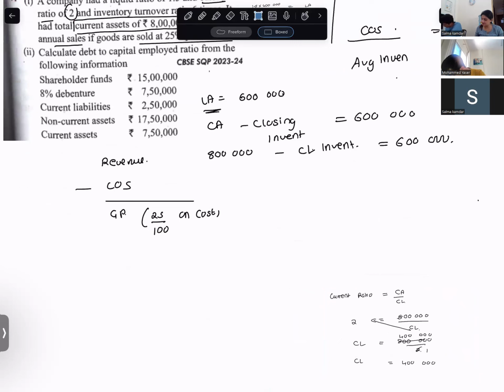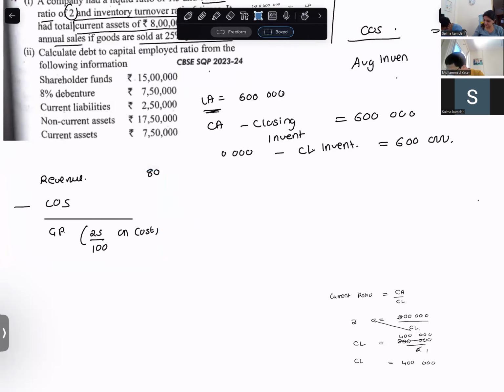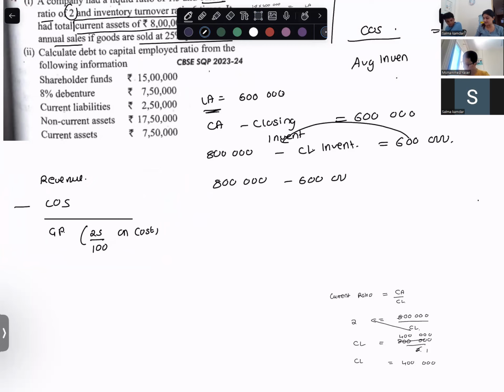Find out the closing inventory for me. Closing inventory equals current assets minus liquid assets. So can I say 800,000 minus 600,000 is equal to the closing inventory? So 200,000 is the closing inventory.